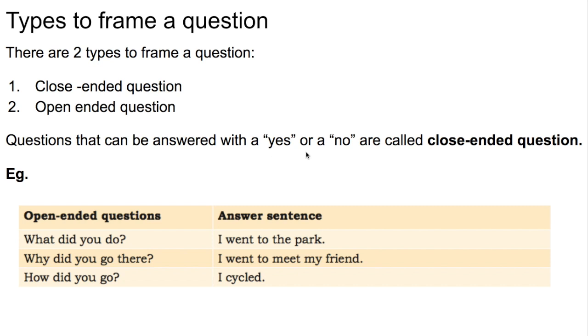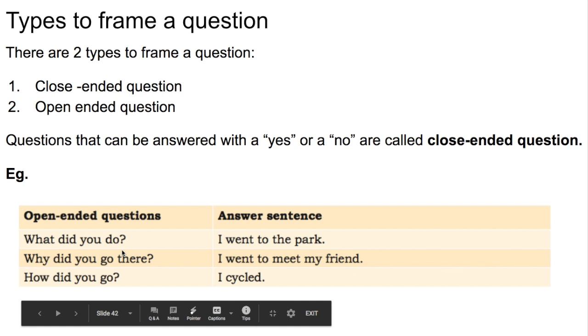And when your answer is not in the form of yes or no, and you need to write something more, some more sentences, then it is considered an open-ended question. For example, if you write, what did you do? I went to the park. Why did you go there? I went to meet my friend. These are questions in which you are not giving the answer in the form of yes or no. You need to write a full sentence, full information. So these are considered open-ended questions.